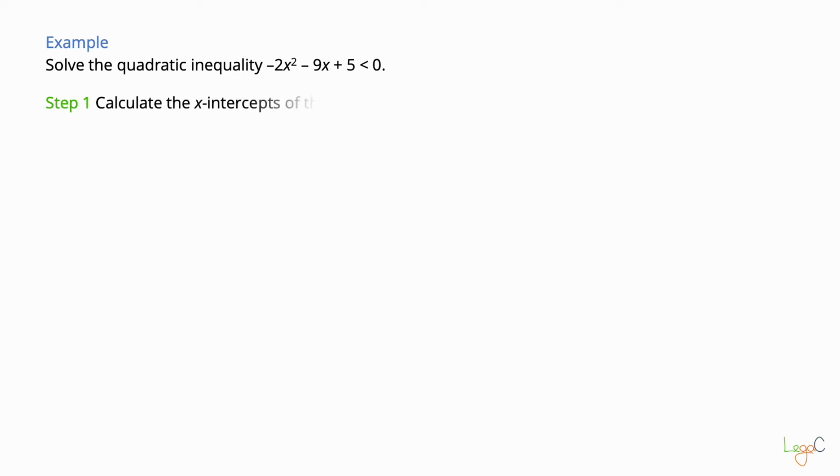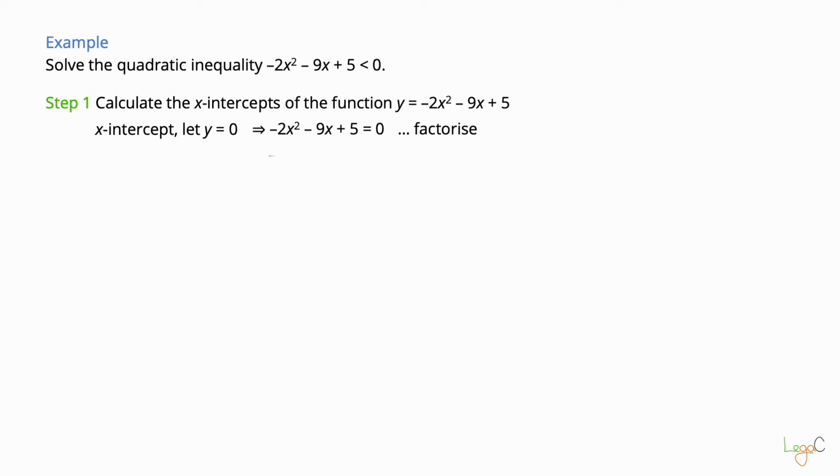Here is another example. Solve the quadratic inequality negative 2x squared minus 9x plus 5 less than 0. So we start by calculating the x-intercepts of the function y equals negative 2x squared minus 9x plus 5. Again, we let y equals 0, which means that negative 2x squared minus 9x plus 5 equals 0. Let's factorize. I like to take the negative outside, so the quadratic inside the brackets is going to be positive.